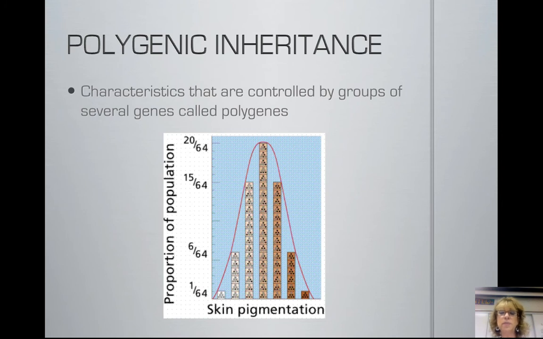Polygenic inheritance we've talked about a lot in class. These are characteristics that are controlled by groups of several genes called polygenes. Many of your physical characteristics are polygenic. Each allele for the trait intensifies or diminishes the observed phenotype. As a result, the variation in such characters is continuous, or quantitative. In other words, you get a broad range of different phenotypes, like height.